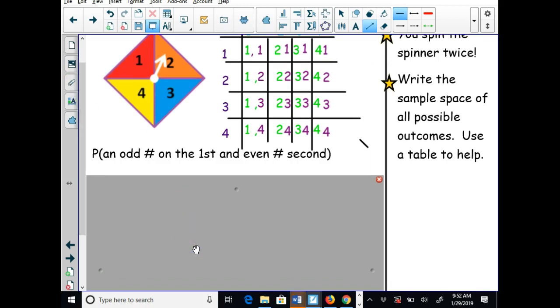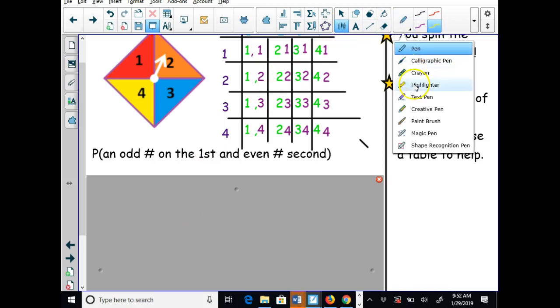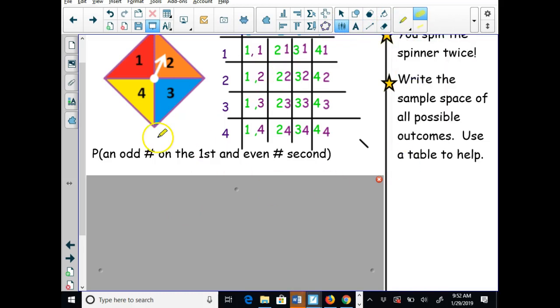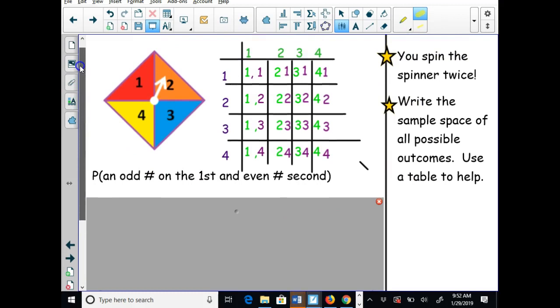Now I want to know what's the probability of an odd number on the first spin and an even number on the second spin. So I'm going to use my highlighter right now. Where is an odd number on the first spin? An odd number on the first spin is right here, but it's got to be an even number on the second spin. Okay, so that's right here.